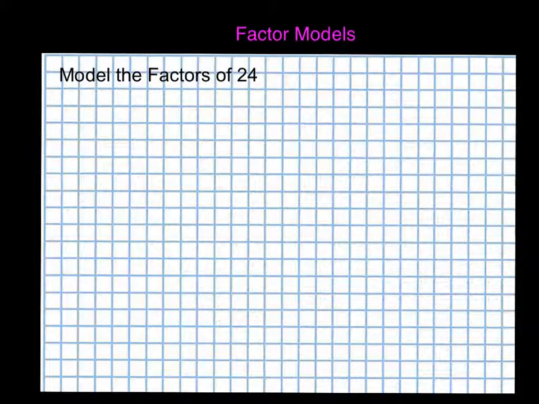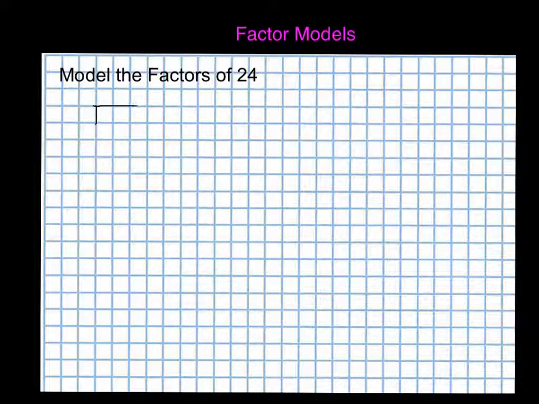So in this first one here we're going to model factors, and it says model the factors of 24. In order to do that, I am going to change my pen color to black, and then we're going to begin modeling the factors of 24. We know that 1 times any number is that number. Anytime a number looks at a 1, it's like looking in a mirror. And so we know that 1 is always going to be a factor of pretty much every number. So we're going to do 1 times 24.